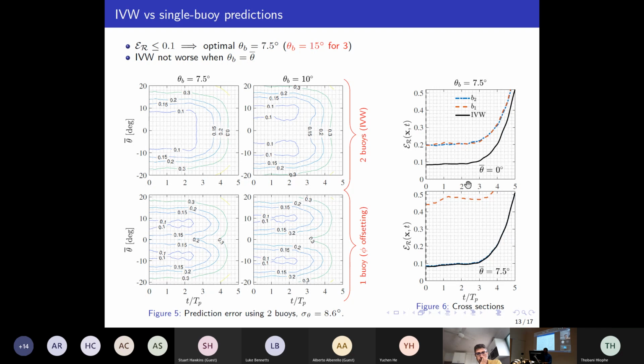I'm also showing the cross sections of these contour plots on the right here. The weighted prediction doesn't get worse even when the waves are propagating along the line connecting one of the wave buoys and the prediction point, as you can see in the bottom plot. It is equally good compared to the prediction from a single wave buoy in the best position, when the waves are propagating at 7.5 degrees and theta p is 7.5 degrees as well. But everywhere else, the inverse variance weighting is better.